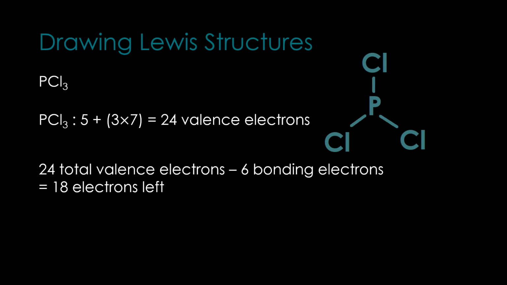Place the remaining electrons around the terminal atoms first, then if there are valence electrons left, add them onto the central atom. Since there would still be 2 electrons left after filling the chlorine atoms' valence shells with lone pairs, draw those 2 electrons on the central atom, phosphorus. Finally, count the electrons around each atom to make sure that all the elements fulfill the octet rule. Since each element has 8 valence electrons on it now, this is the correct Lewis structure for phosphorus trichloride.